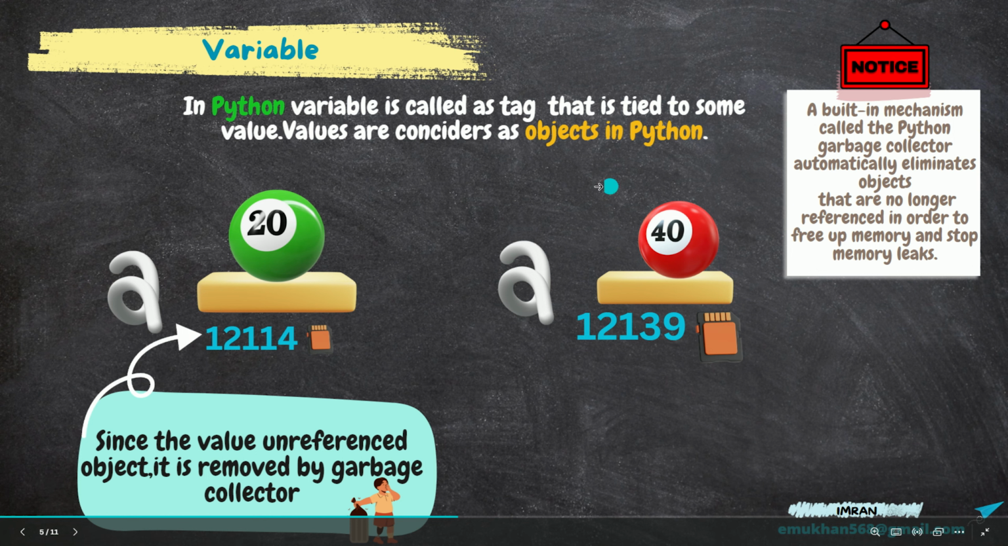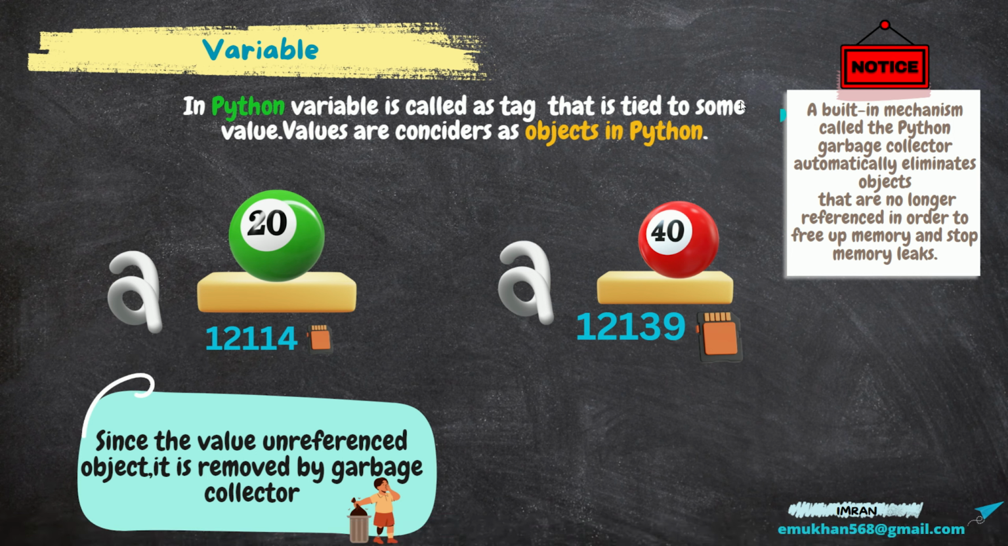So now the question: what is the garbage collector? A built-in mechanism called the Python garbage collector automatically eliminates objects that are no longer referenced in order to free up memory and stop memory leaks. So that means it will automatically delete the previous value, and that is for the sake of preventing memory leaks.